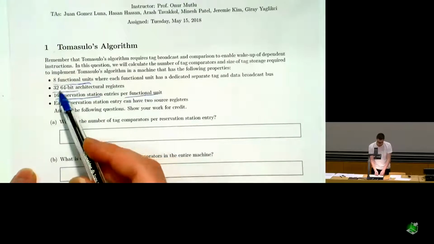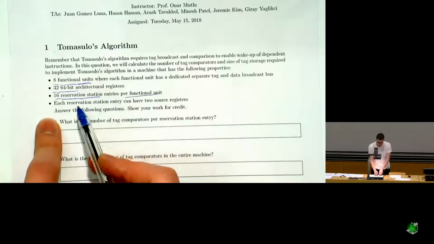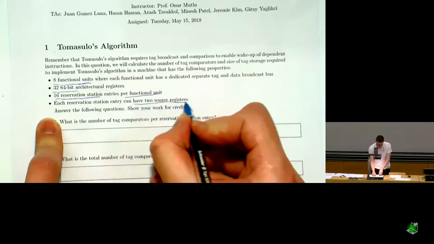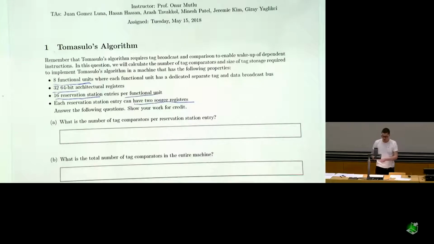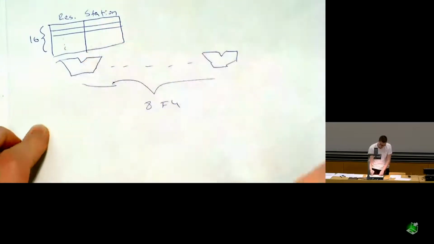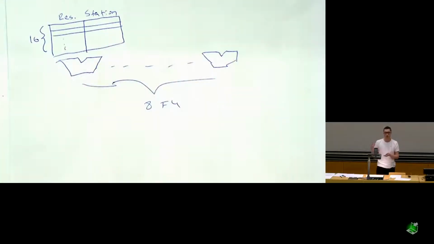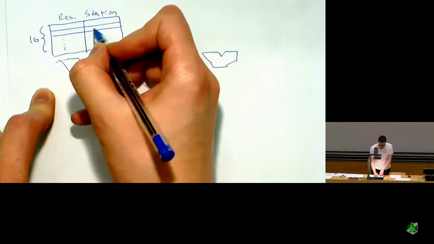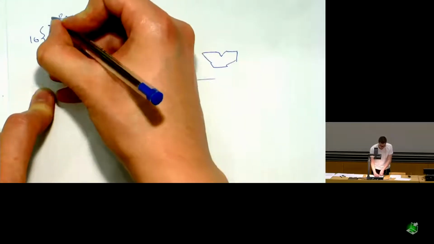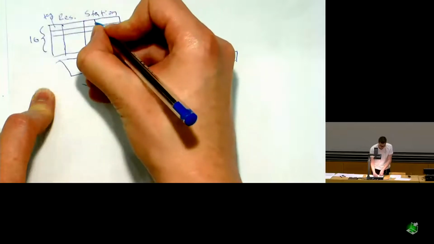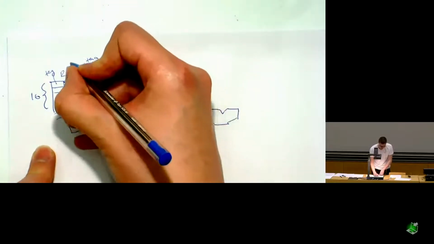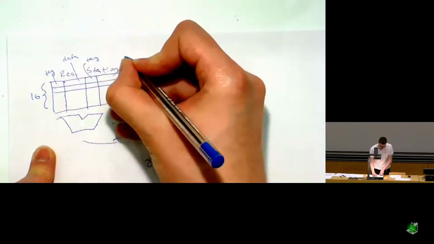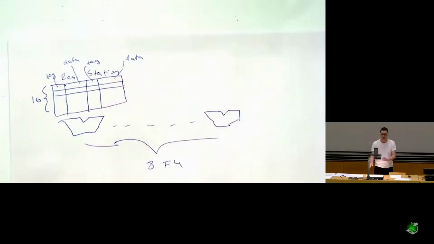And also there are 32 registers, 30 architectural registers. And importantly, each entry in the reservation station can hold up to 2 source registers. This is exactly the same reservation station that we had in the slides during the lecture. Here we have 2 source operands, right? And then it has separate tag fields for each source field, and then separate data fields. So it looks something like this.